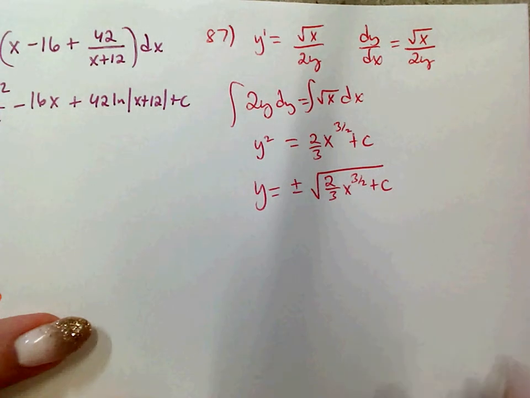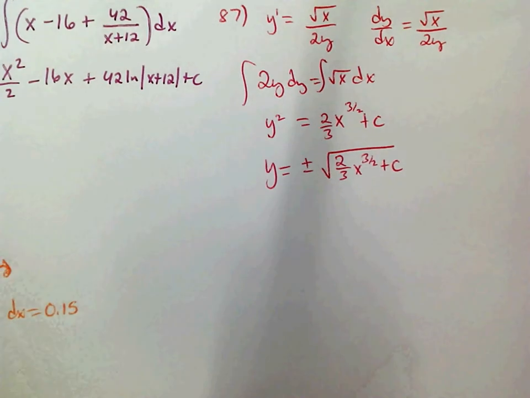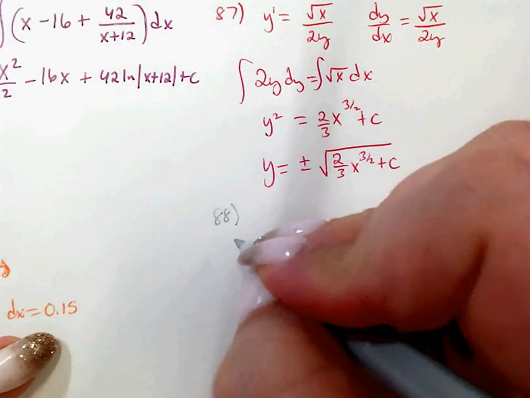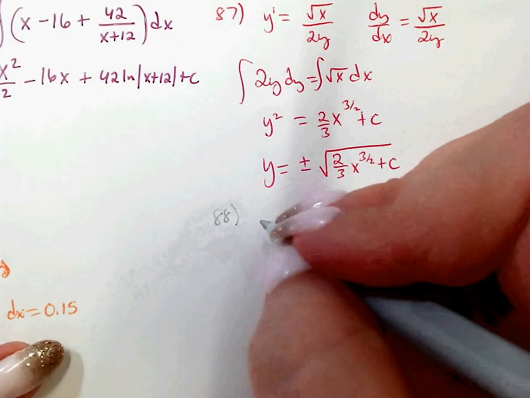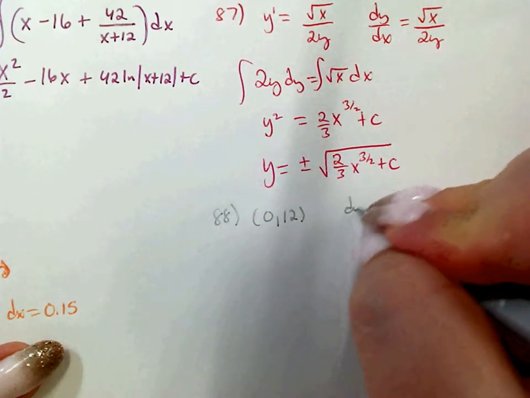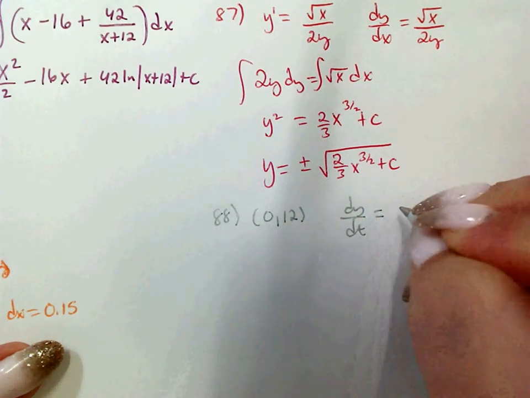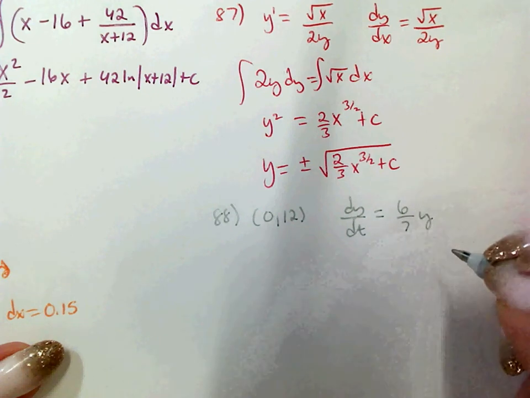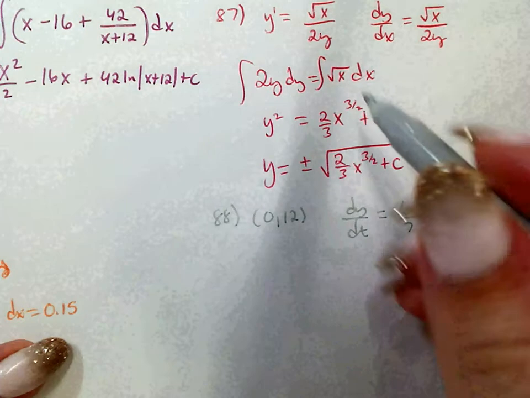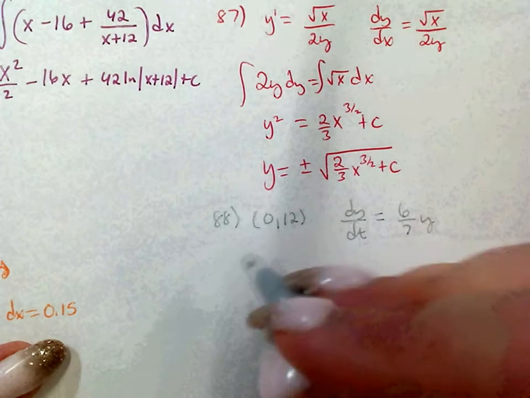88. Find the function y equals f of t passing through the point (0, 12) with the first derivative given by dy/dt equals 6/7 y. So this is a particular differential equation as opposed to a family. So we're going to separate the variables, divide by y. So 1 over y dy equals 6/7 dt.